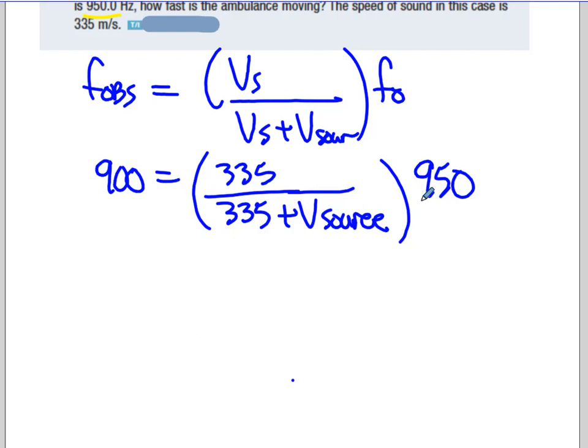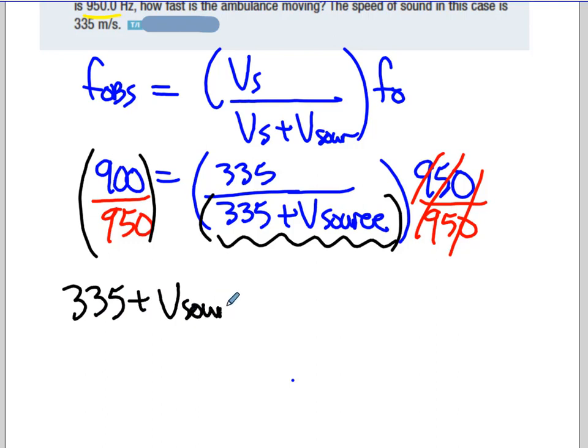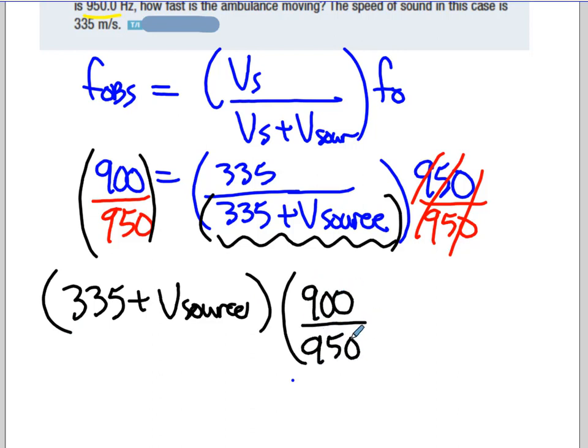Okay, so now to solve this, you have your unknown in the bottom, so we've got to do some math here. So I'm going to divide both sides by 950. You don't have to, this is just one way to attack the problem. That gets rid of those terms. Now I really want to get this piece out of the bottom. So I'm going to multiply both sides by that 335 plus V source. So this becomes (335 plus V source), all in a bracket, times 900 over 950 equals 335.